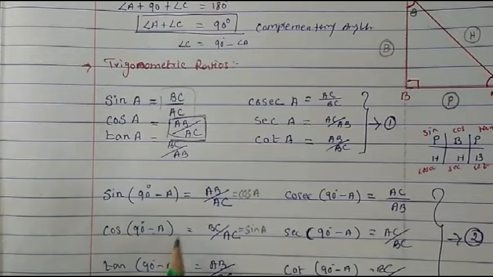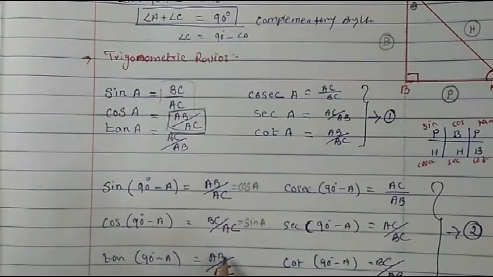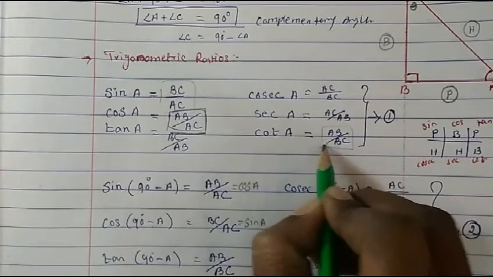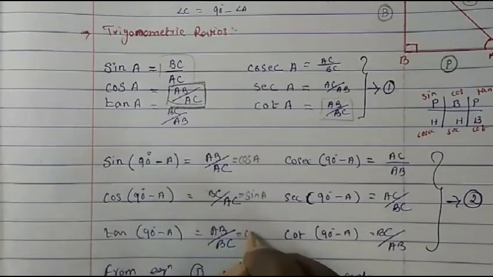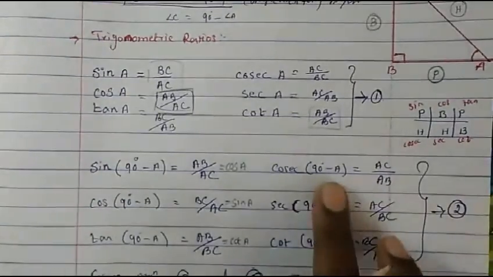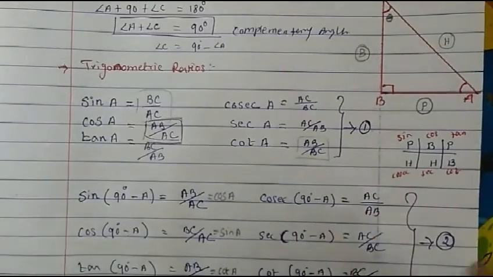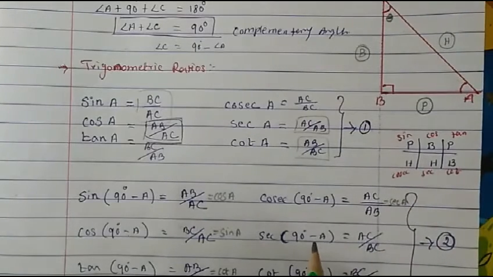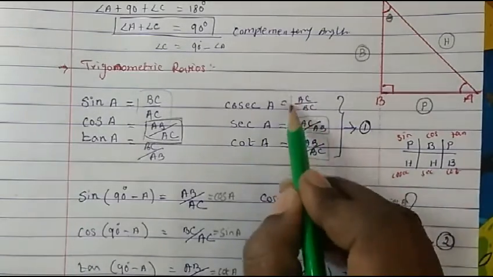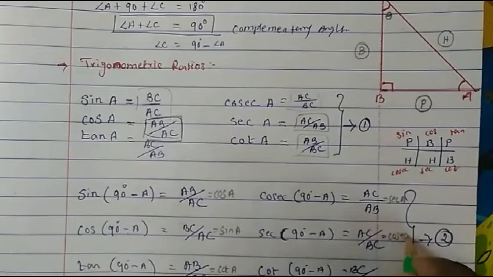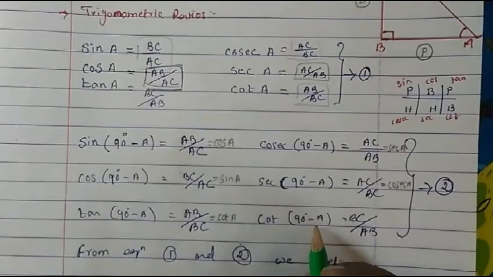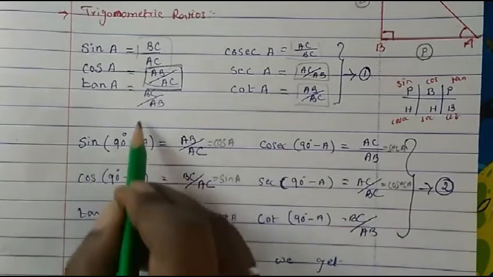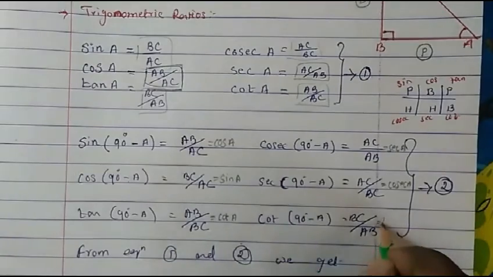Same way, tan 90 minus A is AB upon BC, and AB upon BC is cot A. So this can be written as cot A. Cosec 90 minus A is AC upon AB, which is sec A. Sec 90 minus A is AC upon BC, which is cosec A. Cot 90 minus A is equal to BC upon AB, which is tan A.